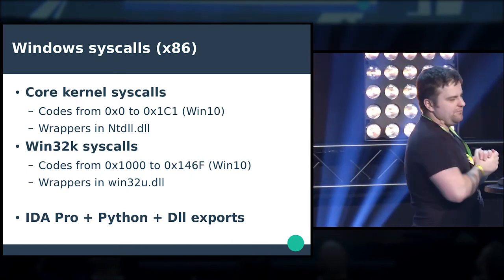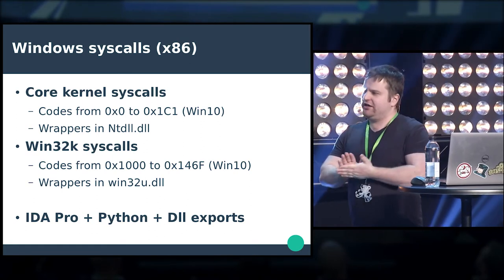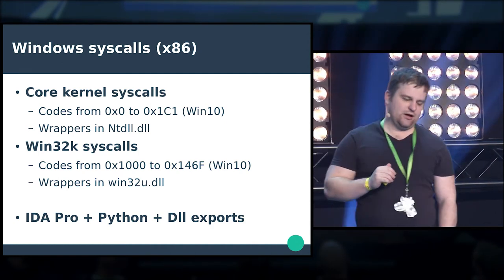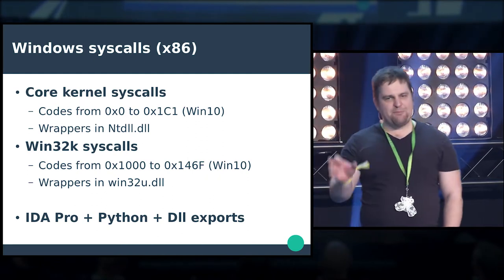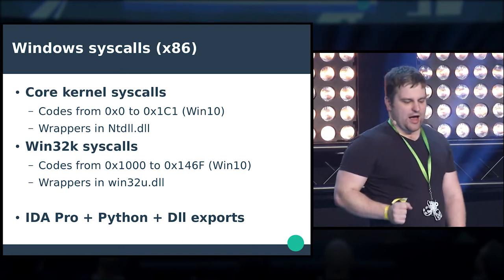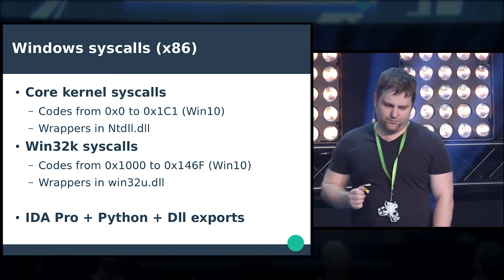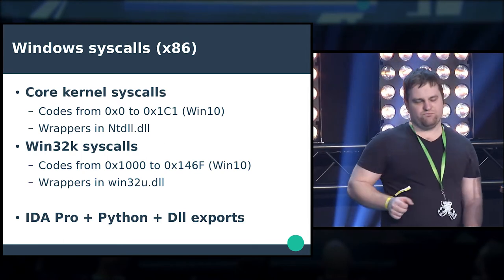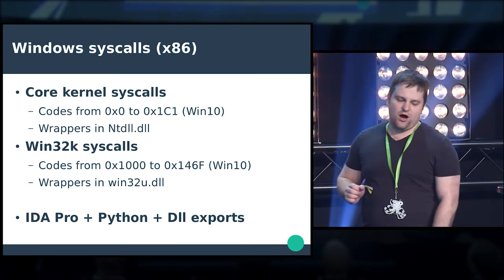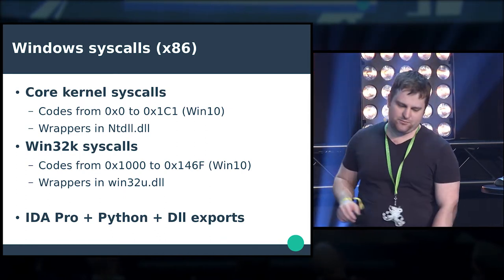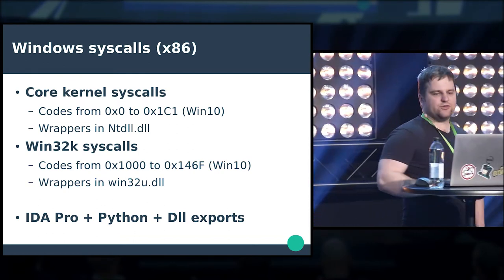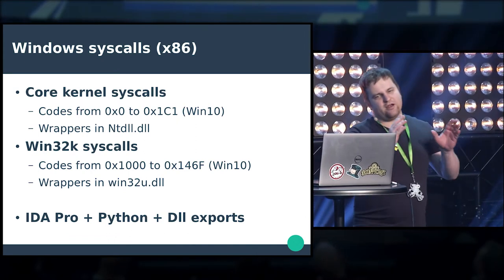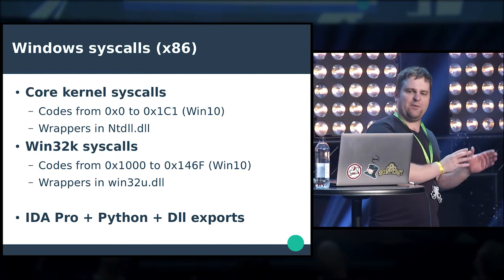Now, those syscall numbers are located in two different places. If you are interested in what syscalls exist in Windows, you have to take a look at the ntdll.dll file and win32u.dll. All of them contain wrappers to Windows syscalls. In the current example, ntdll has numbering from 0 to 1c1, and win32k, which is Windows's additional syscalls, is from 1000 to 1460f. Those are both in hex. To get this information much more easily, you can use IDA Pro combined with some Python, because you can write Python scripts that get this information from those DLL files.